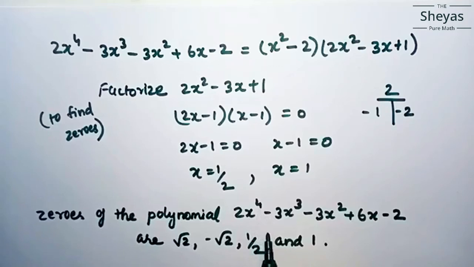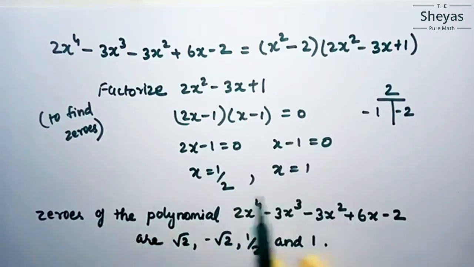Suppose the given polynomial is a cubic polynomial, the power is 3, then you will be having 3 zeros. If it is a quadratic polynomial, that is if the degree is 2, then you will be having 2 zeros. So in our problem, the degree of the polynomial is 4, so you will be having 4 zeros, and those zeros are root 2, minus root 2, 1 by 2 and 1.